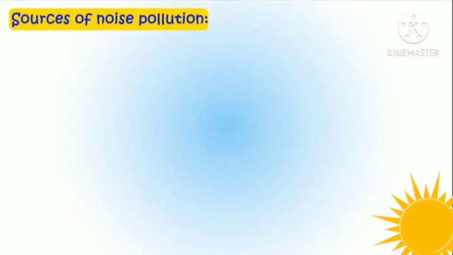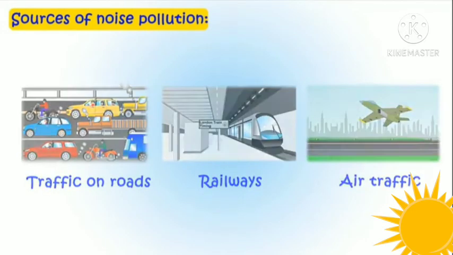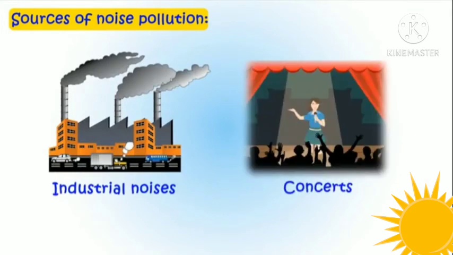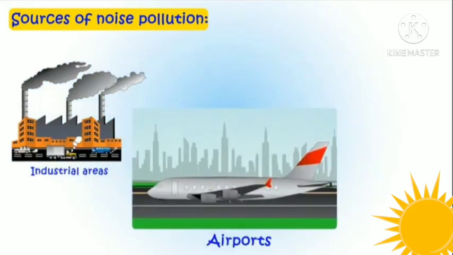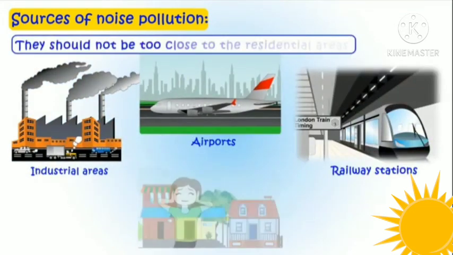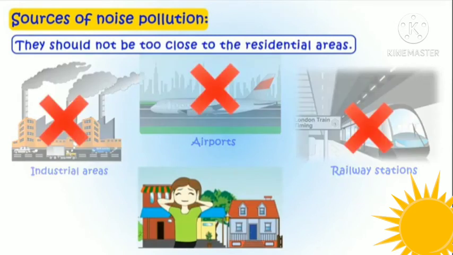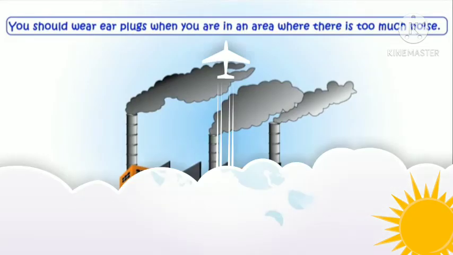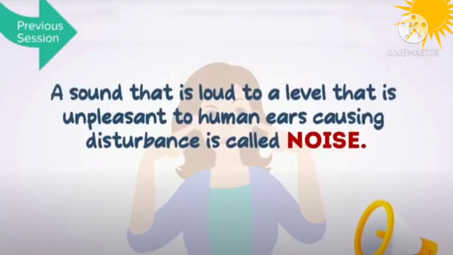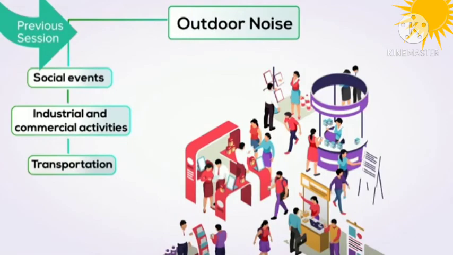Sources of noise pollution: traffic on roads, railways, airports, industrial noises, concerts. Industrial areas, airports, railway stations should not be too close to the residential areas. You should wear earplugs when you are in an area where there is too much noise. Students, what did we learn today? A sound that is loud to a level that is unpleasant to human ears, causing disturbance, is called noise.